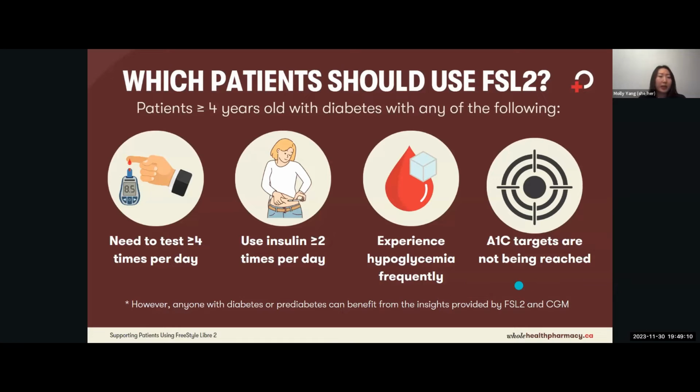Now, that being said, anyone with diabetes or individuals with prediabetes as well can also benefit from these insights. And coverage is one thing. Costs, I know, is always a consideration, is always an issue that we deal with. And we'll talk about coverage later on. But in terms of who would benefit, these are the patients where it's really recommended for. But again, anybody with diabetes can benefit from having the real-time insights.